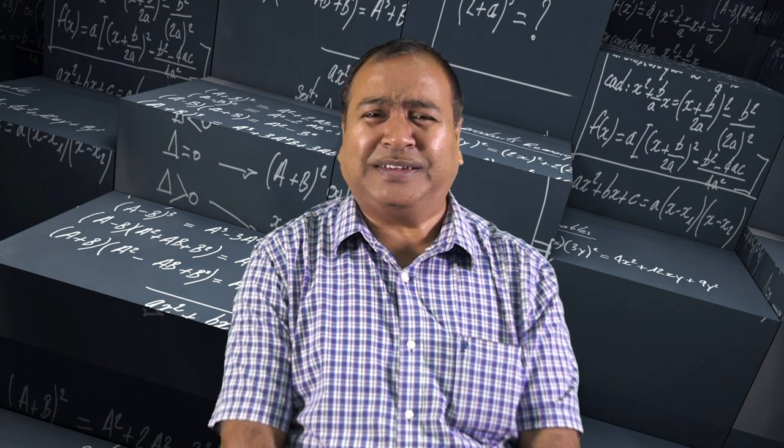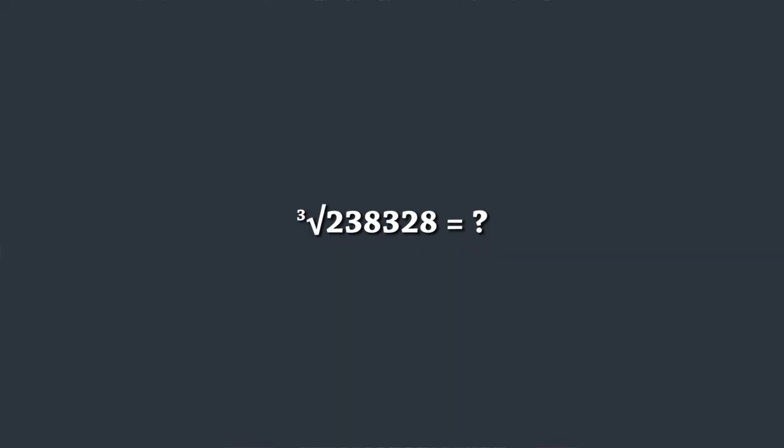Okay, let us take one more example. What is the cube root of 238,328, which is again a 6-digit number? Let us observe the following steps. Step 1. 238,328 can be made into 2 groups, such that the first group contains 238, the second group contains 328.